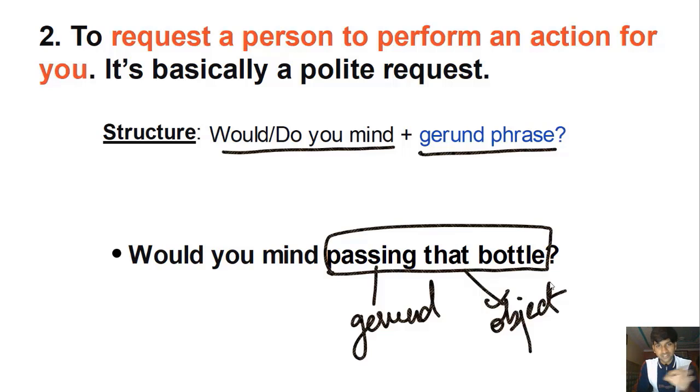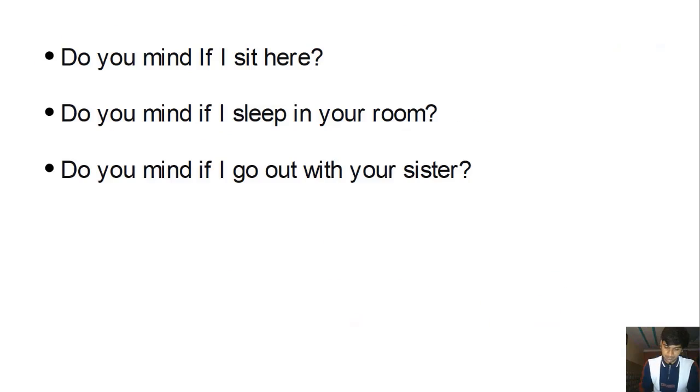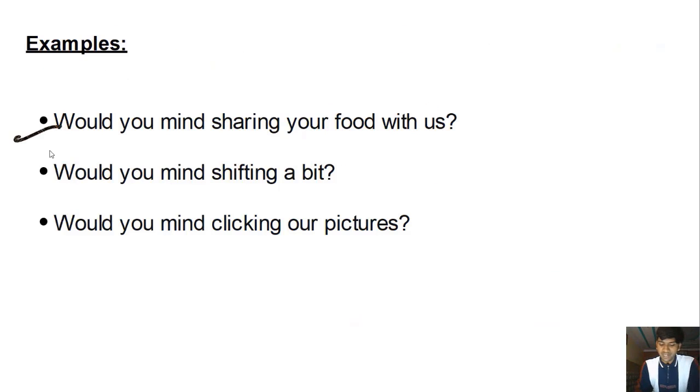All right. So the person you're requesting is performing an action for you. Not literally performing right now. You're basically requesting the person to perform an action for you. "Would you mind passing that bottle?" Or "Do you mind passing that bottle?" "Would you mind" is more formal, more polite. So say, "Would you mind passing that bottle, sir?" "Would you mind clicking a picture of us?" Something like that. Let me give you more examples. Example number 1. "Would you mind sharing your food with us?" "Would you mind doing something?"